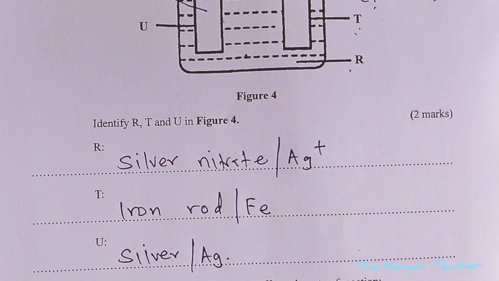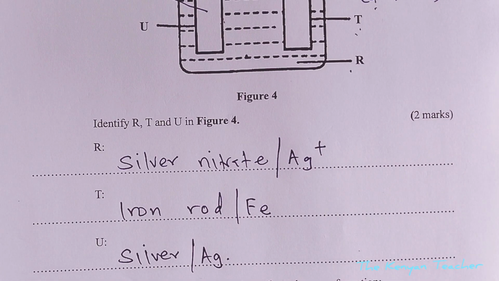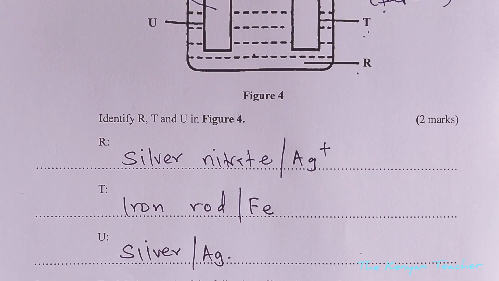And on that note, we've come to the end of our short video where we have looked at part B and C of question 4 that tested electrochemistry in the year 2024 at chemistry paper 2.